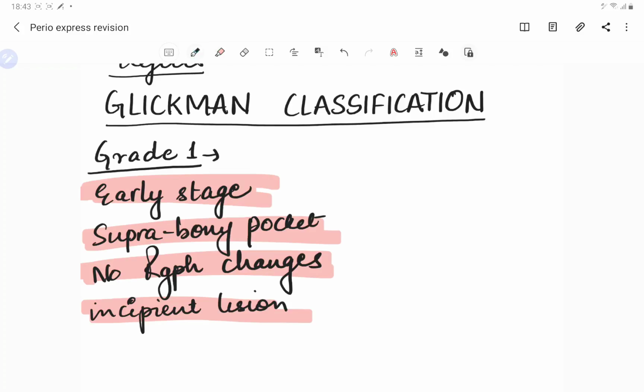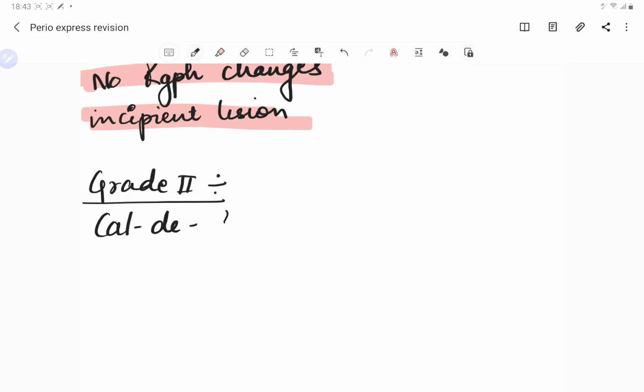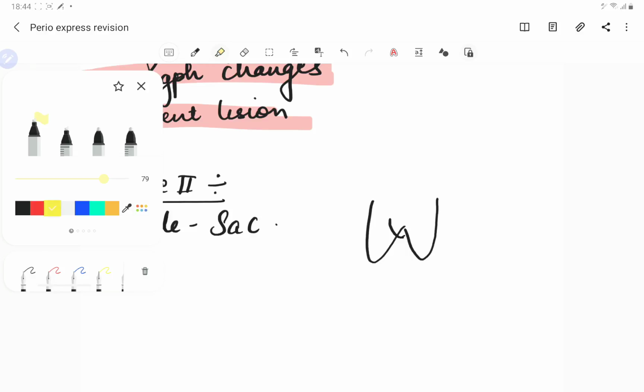Now guys, coming to grade 2. The grade 2 of Glickman we call the cul-de-sac lesion, which is very important. What do we mean by cul-de-sac? It means a blind sac. Suppose this is a root. You take the Nabers probe and enter the furcation, but you will not pass through the furcation area. The probe cannot pass through. There is a definite amount of horizontal bone loss, which we can say because there is a partial penetration of the probe. So let's write all these points together.